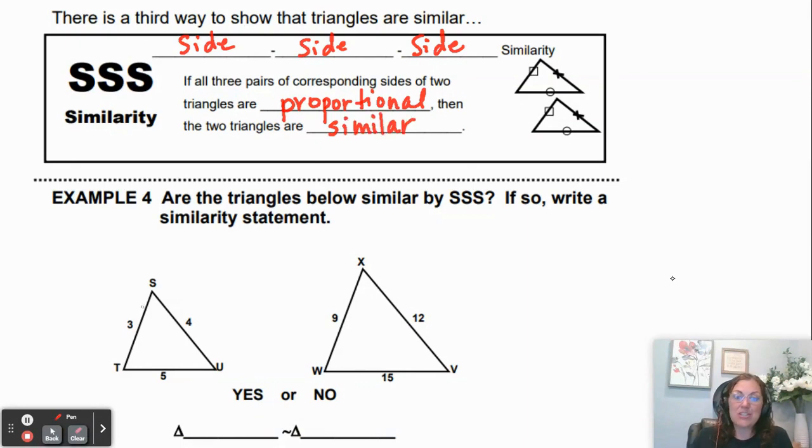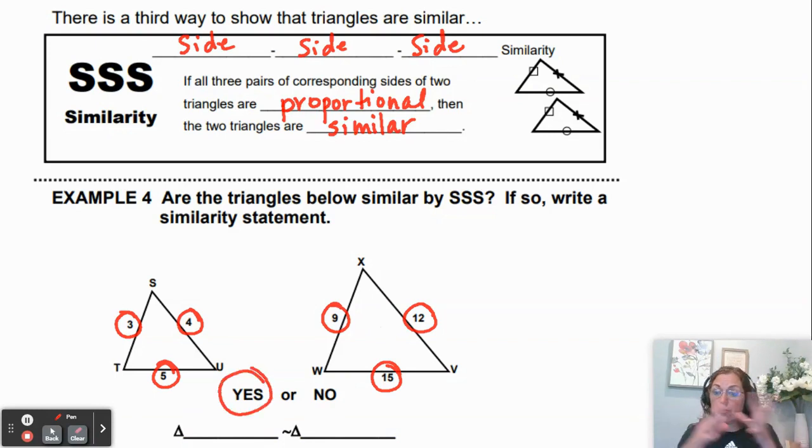And so what we're going to do here is just check and make sure, what do I need to multiply by 3 to get 9? Well, that would be 3, right? And then what do I multiply 4 by to get 12? That would be 3 also. And then what do we multiply 5 by to get 15? That would be 3 also. So these are proportional. In fact, they have a scale factor of 3. You noticed every time I took a side, I would multiply by 3 to get the other one. So let's name these two triangles. So I've got TSU is similar to WXV.